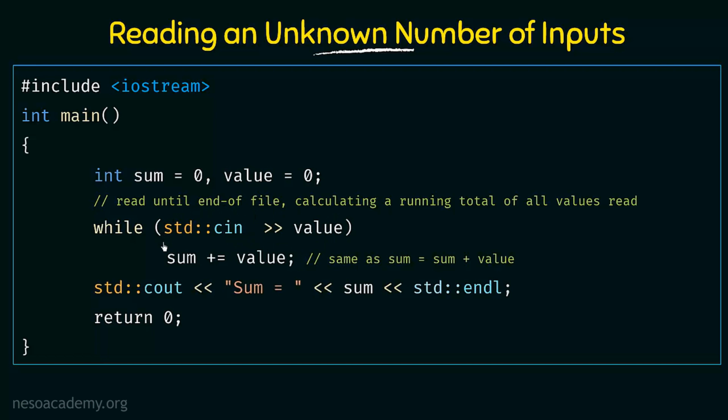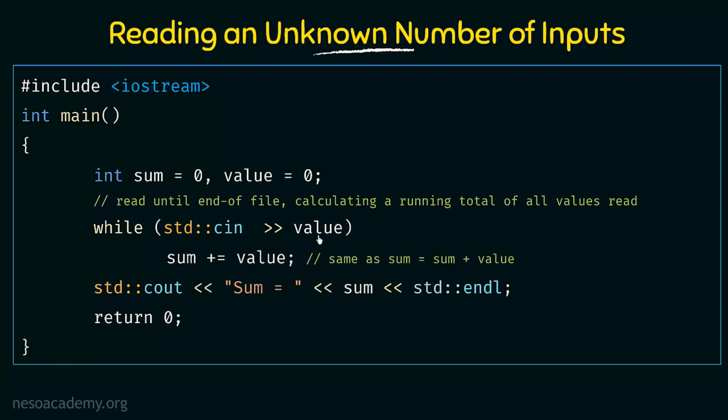So this is something different that we are seeing now. Usually we used to give some condition like we have seen in the previous lectures. But here we are treating the cin itself as a condition. Now we will see when it is going to be true. This means that as long as the user is entering a valid number, then we have to execute what is written inside the while block.